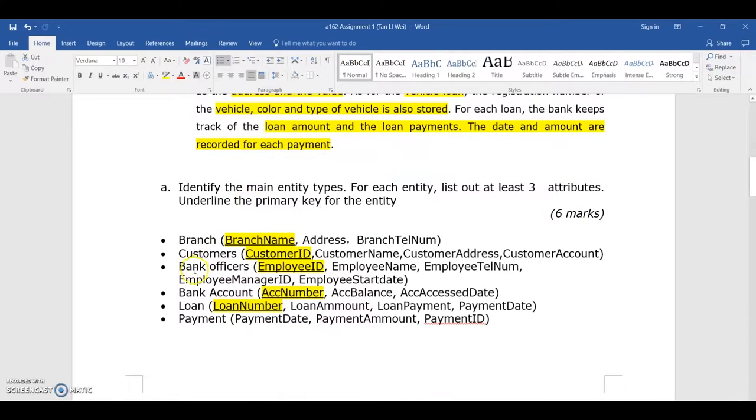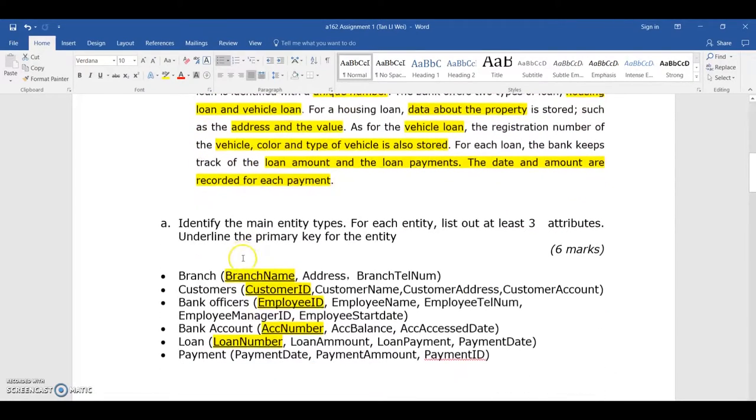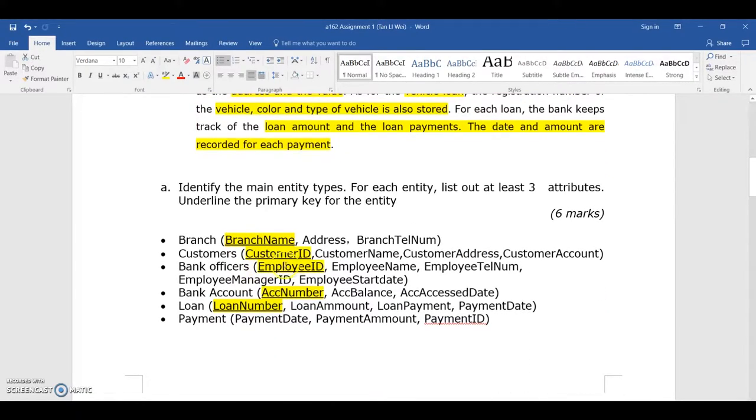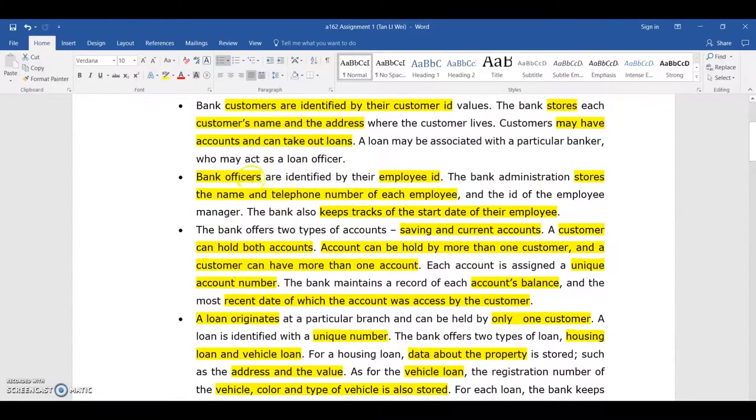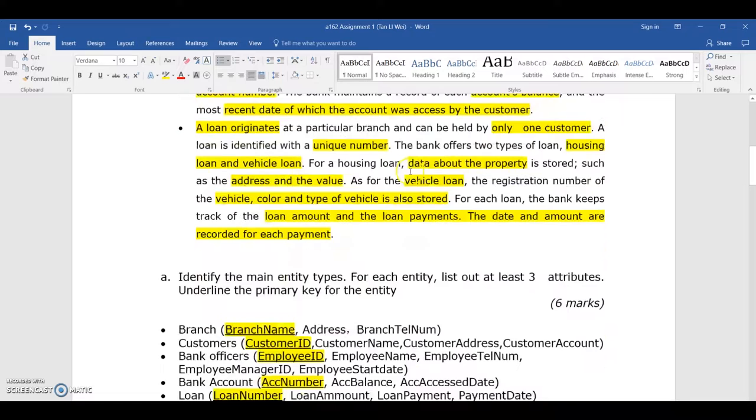The third one will be the bank officer, which is the employee. The attributes will be employee ID, employee name, employee telephone number, employee manager ID, employee start date. For the primary key, it will be the employee ID, and it's stated here also: bank officers are identified by their employee ID.